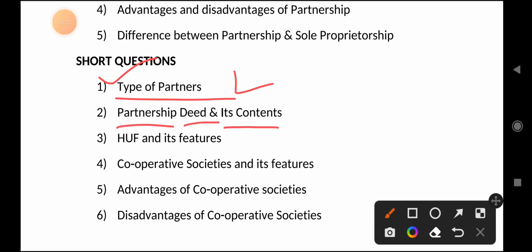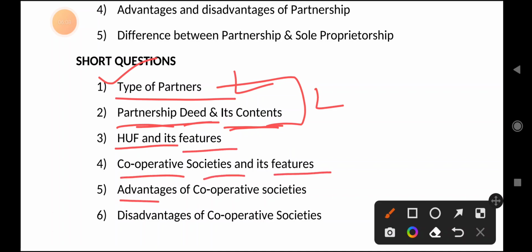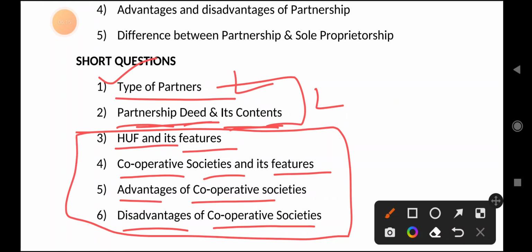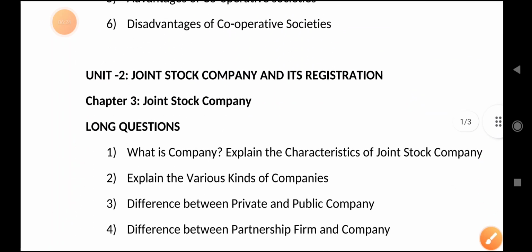Partnership deed and its contents, this is also one of the important things. Sometimes they'll ask only the partnership deed, sometimes the contents also, or else they'll put these two together in one long question. HUF and its features, cooperative societies and its features, advantages of cooperative societies, disadvantages of cooperative societies. See, HUF and cooperative societies will surely come as a short question. So you have to read this.